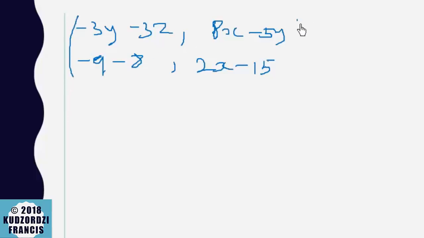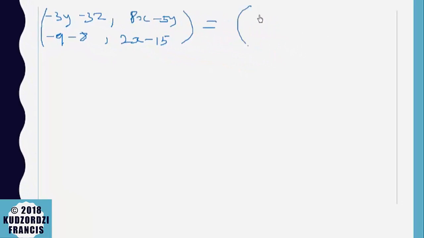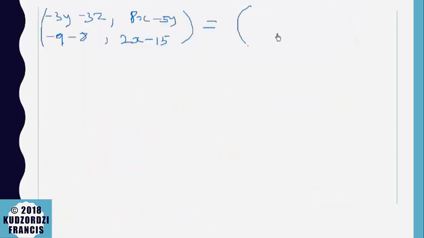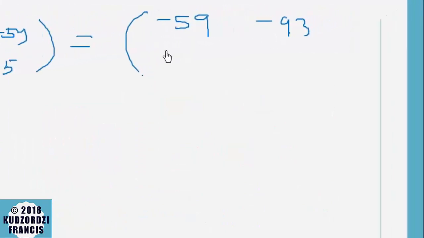So we have two matrices that are equal. When two matrices are equal, this is equal to negative 59 over here, then negative 93, then we have z and negative 27.